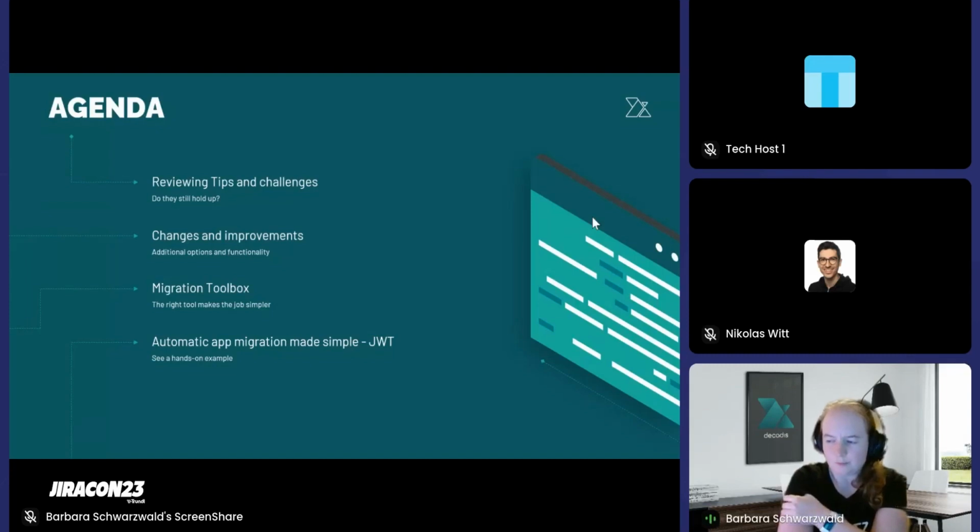the job simpler. And then I will show you one of our proud developments and improvements from last year, which I could only tease last year: the automatic migration path for JWT, our flagship app. And this year I can show you a hands-on example that will hopefully demonstrate that even the most complicated apps, or the most powerful apps, can be migrated to the cloud more easily today.